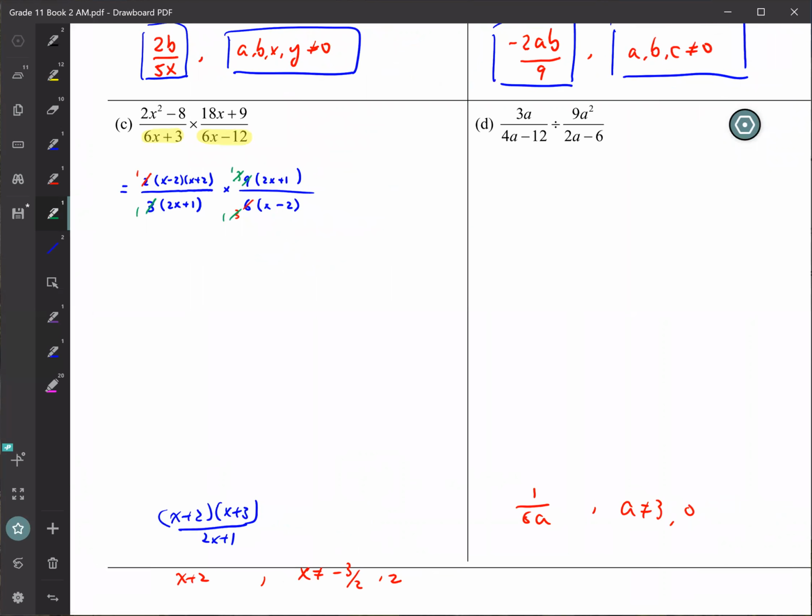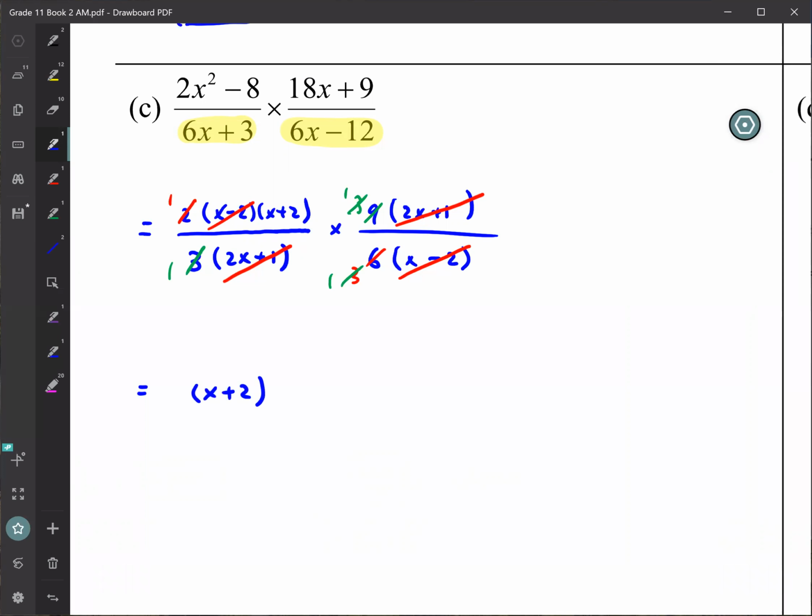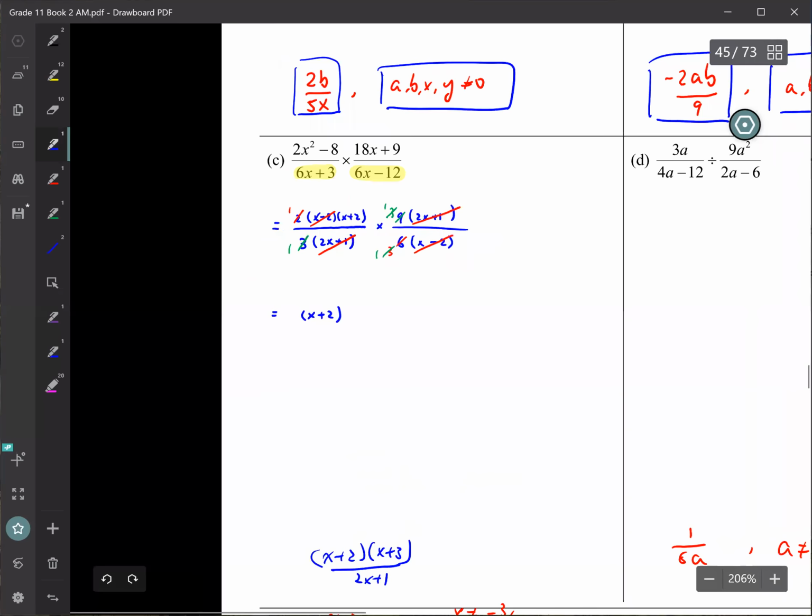Let's take a look. Yeah, so far everyone's good, right? No numbers left. And then let's cancel out the brackets, the factors. X minus 2 is gone. 2x plus 1 is also gone. Okay, so Eric, do you see how it's canceled out? Yeah. Okay, so you are only left with the numerator. You can either have a bracket or not. It doesn't matter, it's alone. So just write x plus 2.